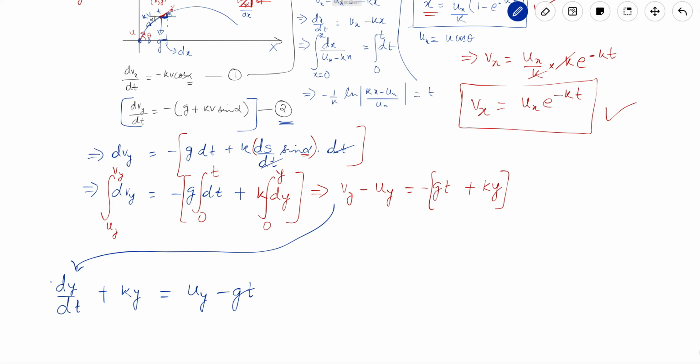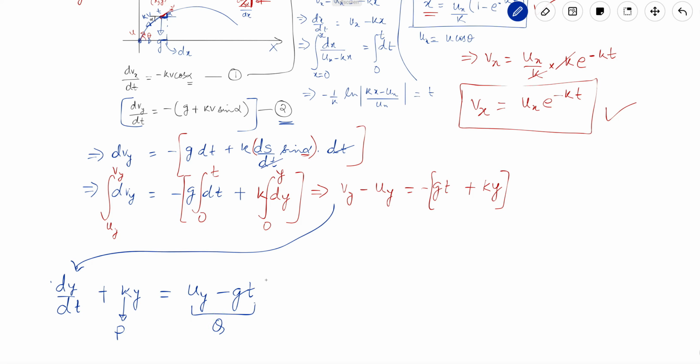Because we are familiar with this first order linear differential equation, dy by dx plus py is equal to q. This type of equation we are familiar with, and now we can easily solve it. So here dy by dt plus ky is equal to, this plays the role of the function p and this plays the role of function q.